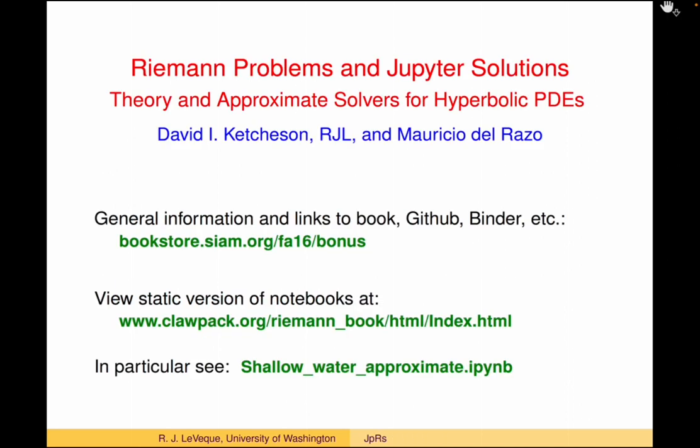There are some Jupyter notebooks that illustrate this in our book on Riemann problems and Jupyter solutions. In fact, a whole section of that book is about approximate solvers, so there's, I think, 5 different notebooks. In particular, a lot of what I'll talk about today is in this shallow water approximate notebook listed at the bottom here, but there's also one on Euler equations, for example, and comparison of different approximate Riemann solvers.